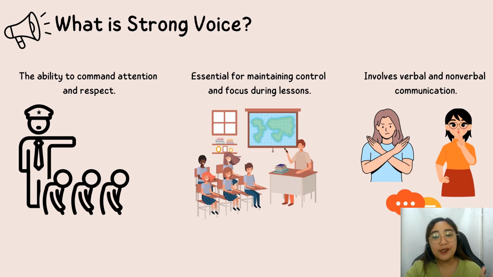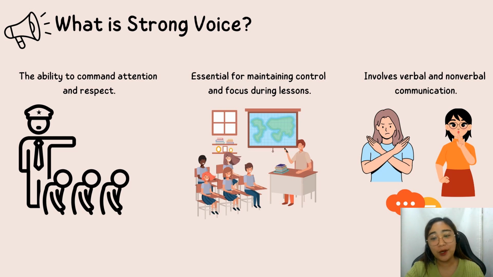For number two, maintaining control and focus during the lesson, a strong voice is the key to maintaining a controlled and structured classroom environment. By using deliberate strategies such as pausing before speaking, using clear, concise language, and modulating volume and pace, teachers can manage students' behavior and attention. For instance, speaking in a calm, even tone rather than raising your voice can prevent distractions, minimize disruptions, and keep students focused on the content. Additionally, a teacher with a strong voice can create a classroom atmosphere where students know what is expected of them and what behaviors are acceptable.